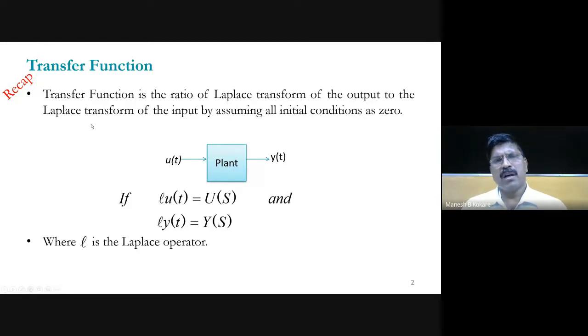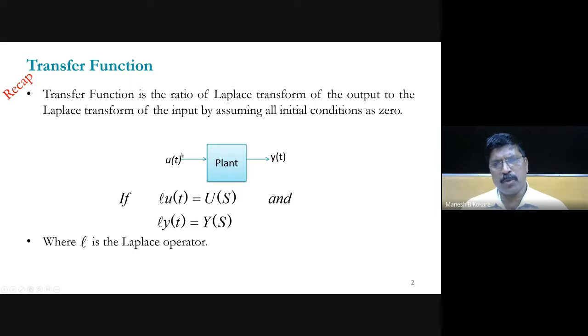So the definition of transfer function is that it is the ratio of Laplace transform of output variable, Laplace transform y of t, to the Laplace transform of input variable u of t, by assuming all initial conditions as 0. So this is the definition of transfer function. That is, transfer function is the ratio of Laplace transform output to the Laplace transform input by assuming all initial conditions as 0. So here y of t is the output and u of t is the input.